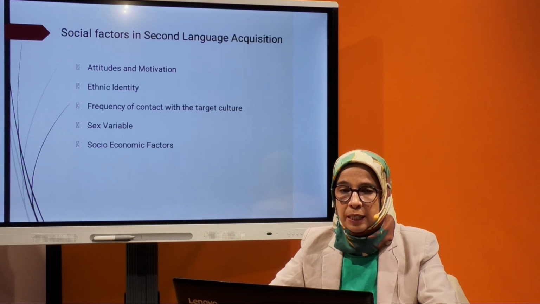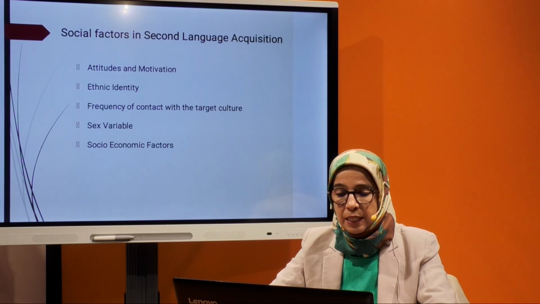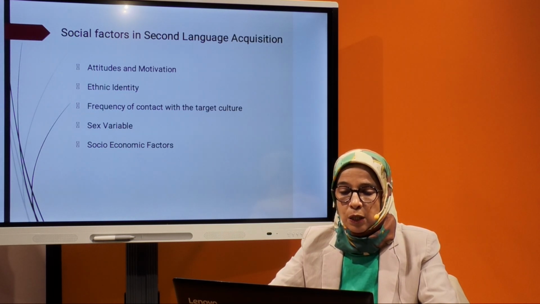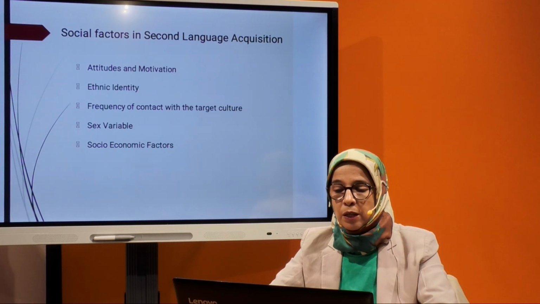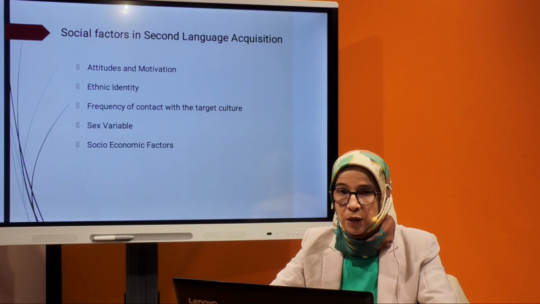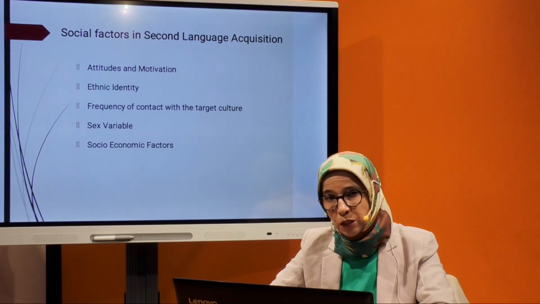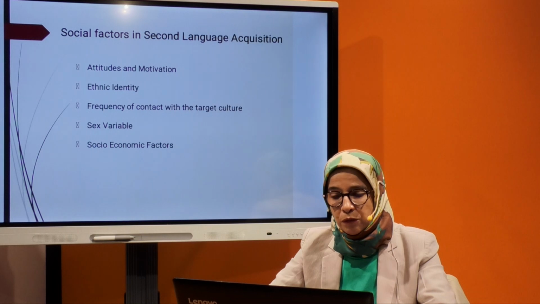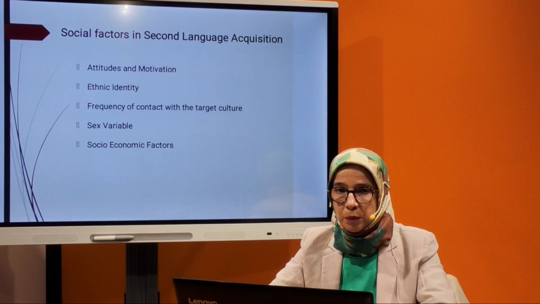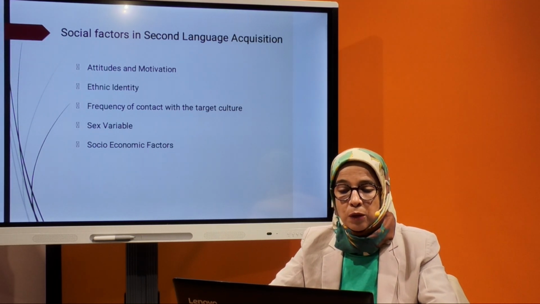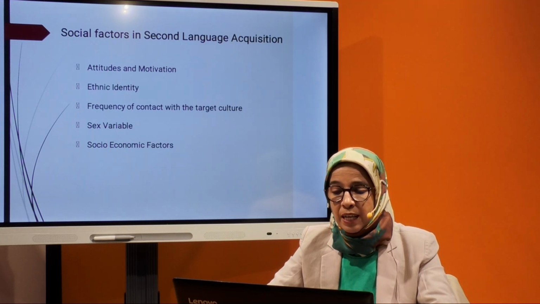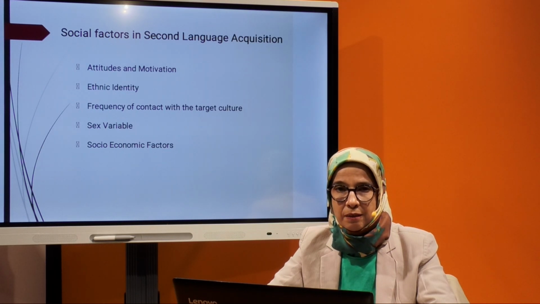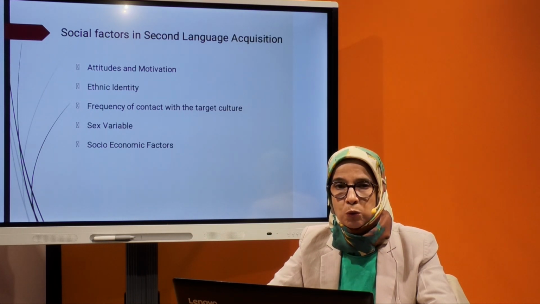Moving to the second factor, that of SLA and ethnic identity, of course, the Whorfian hypothesis has sharpened the researchers' awareness of the link between language and the worldview of its speakers on the one hand, and the controlling role of the language in determining the kinds of knowledge on the other hand. What do I mean by that?